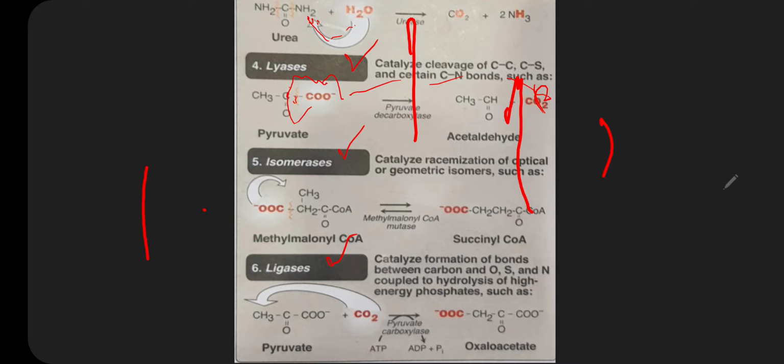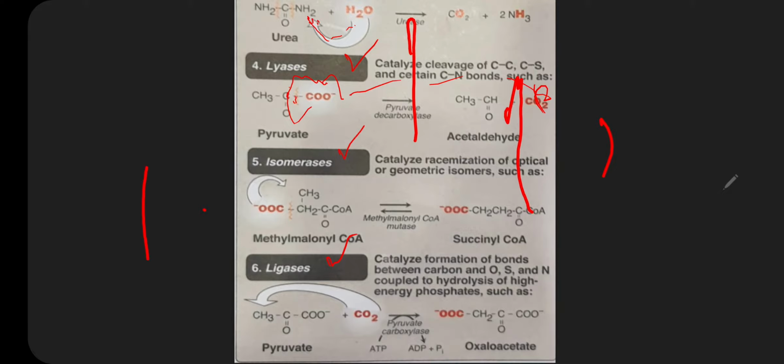Then the sixth one is the ligases. It catalyzes formation of bonds between carbon and oxygen, sulfur, and nitrogen compounds. The example indicated here is pyruvate to oxaloacetate.